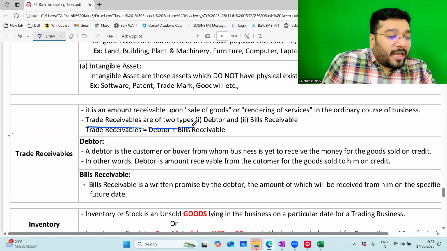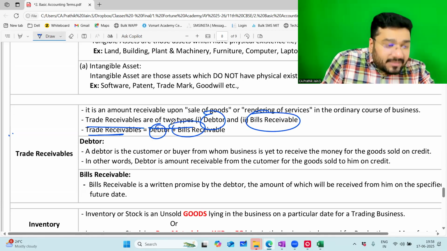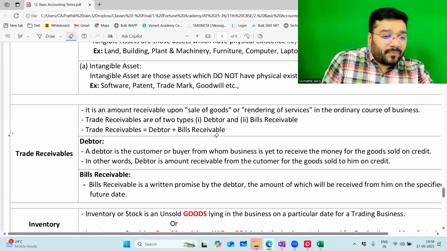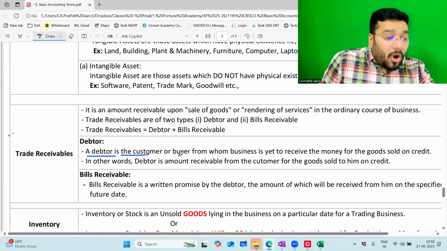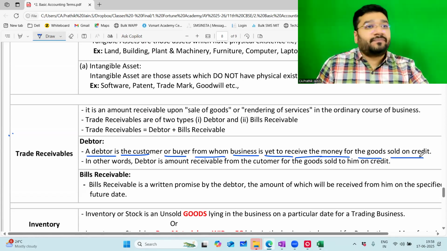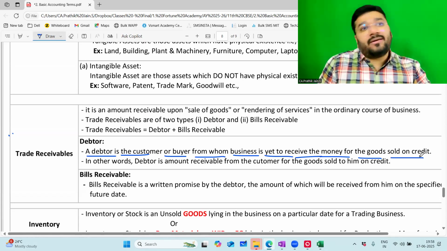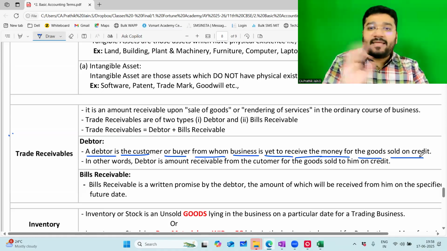Trade receivables are of two types. One is debtor, second is bills receivable. Trade receivable is debtor plus bills receivable. Any problem? So what is a debtor? A debtor is the customer or the buyer from whom the business is yet to receive the money for goods sold on credit, or for services given on credit. So let's suppose I gave my service to all of you. You did not pay me a single rupee.